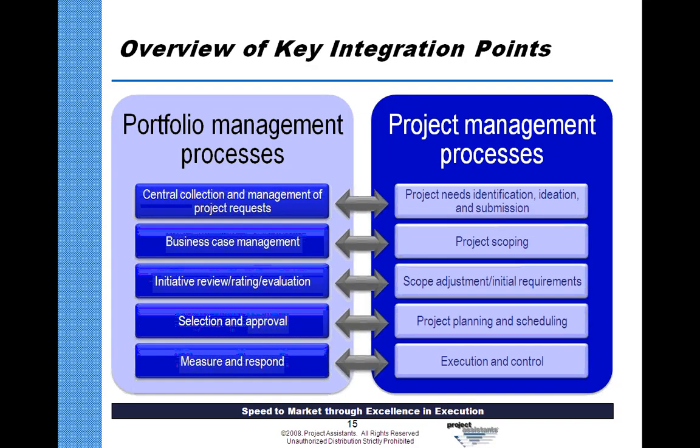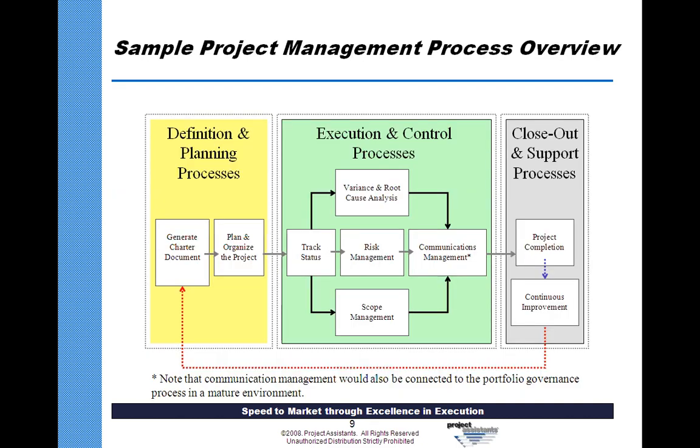On the right-hand side, the project management processes. So we see some needs identification, project scoping, scope adjustment, project planning and scheduling, execution and control. That ought to connect back to the basic principles and the basic processes that have been defined for the organization with project management. So let's go through the presentation and look at some of the details of how these things connect.